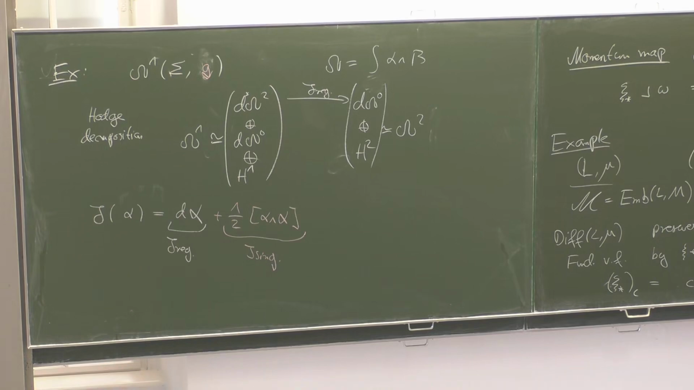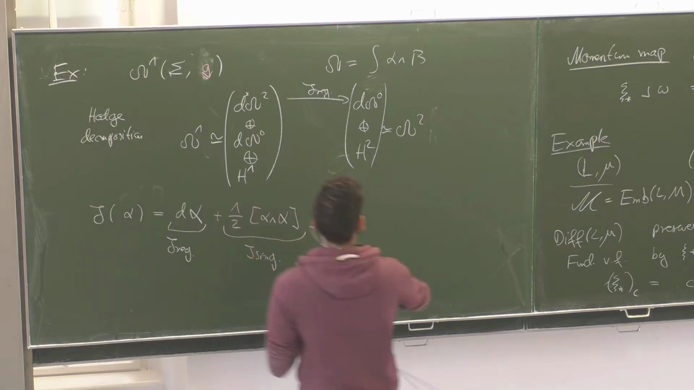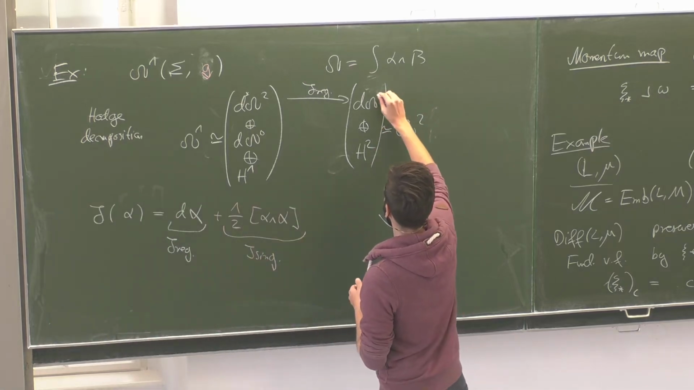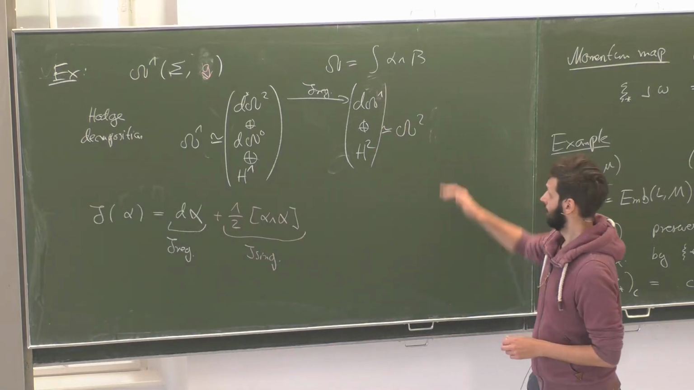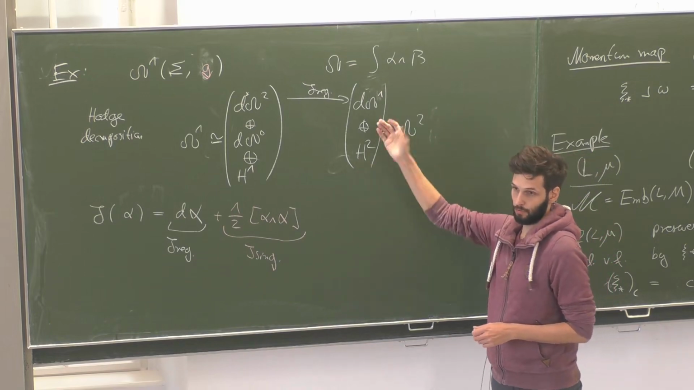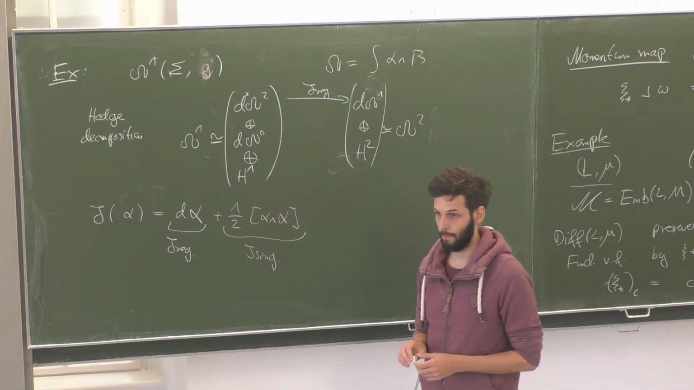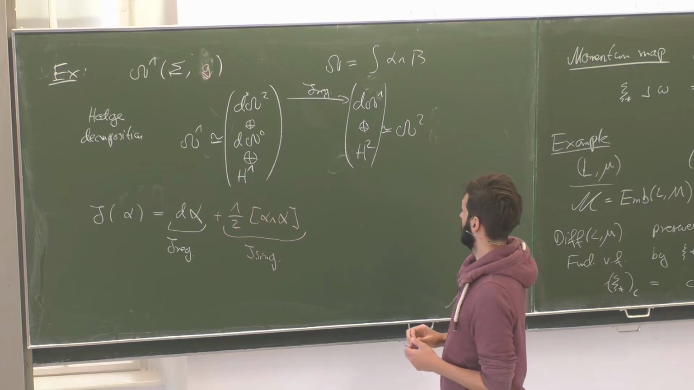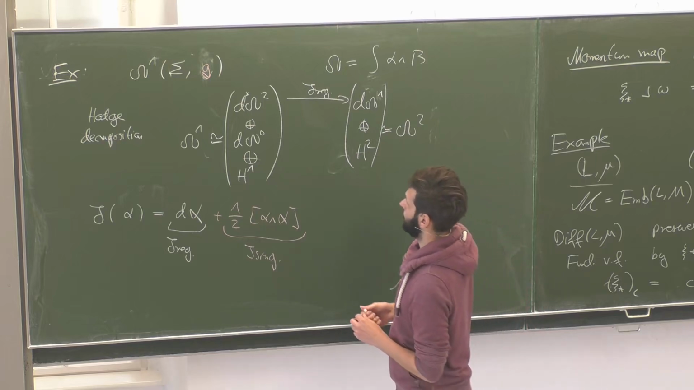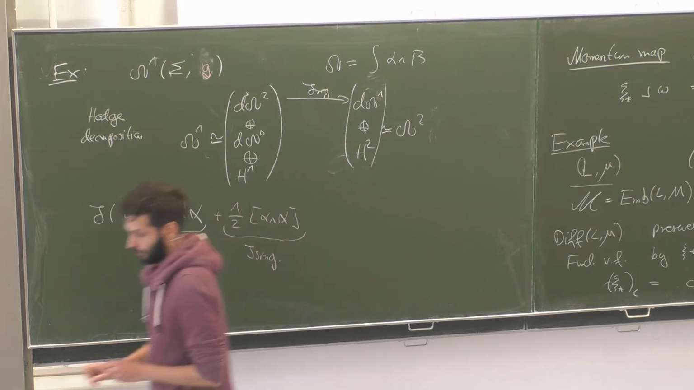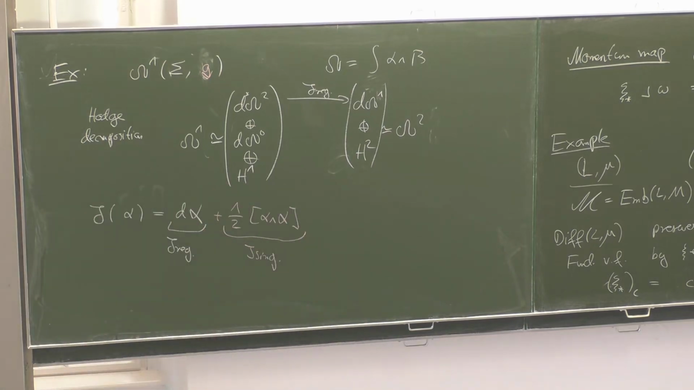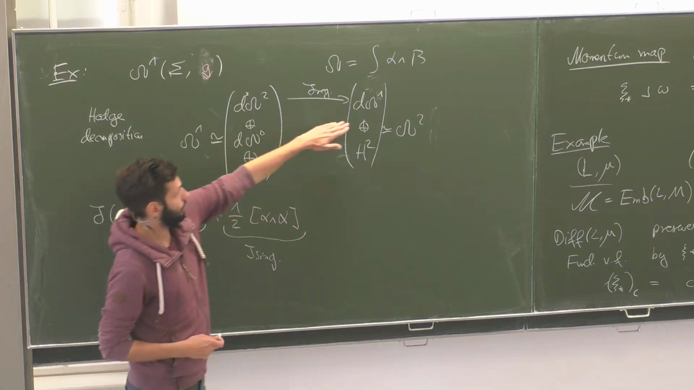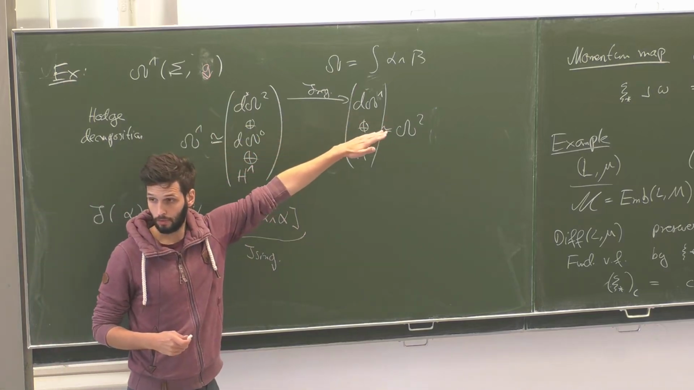Position of omega 2. There is d omega what? D of omega 1. Yeah. So the exact ones, and then you have H2. But then you get only the closed ones. Yes. So the point is that in the Euclidean case, we just get only the exact ones.